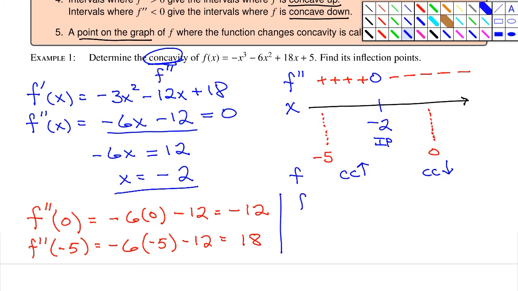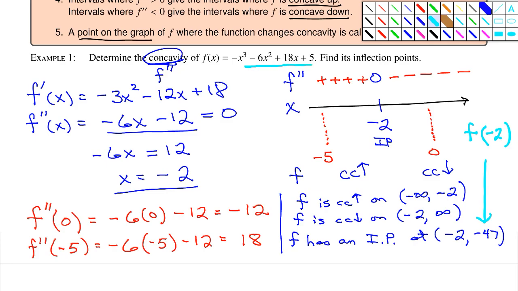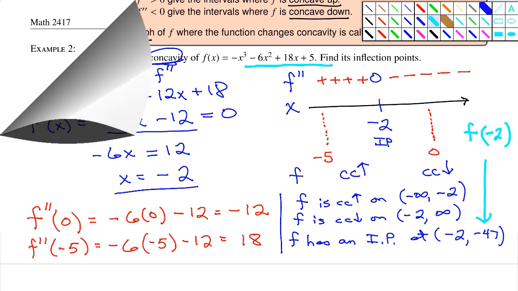So we can write that in 3 simple statements. F is concave up on negative infinity to negative 2. F is concave down on negative 2 to infinity. And F has an inflection point at negative 2, comma, and let's say negative 47. And this negative 47 just comes from evaluating the original function at negative 2. So you plug that into the original function to find the exact point on the curve where it changes concavity.